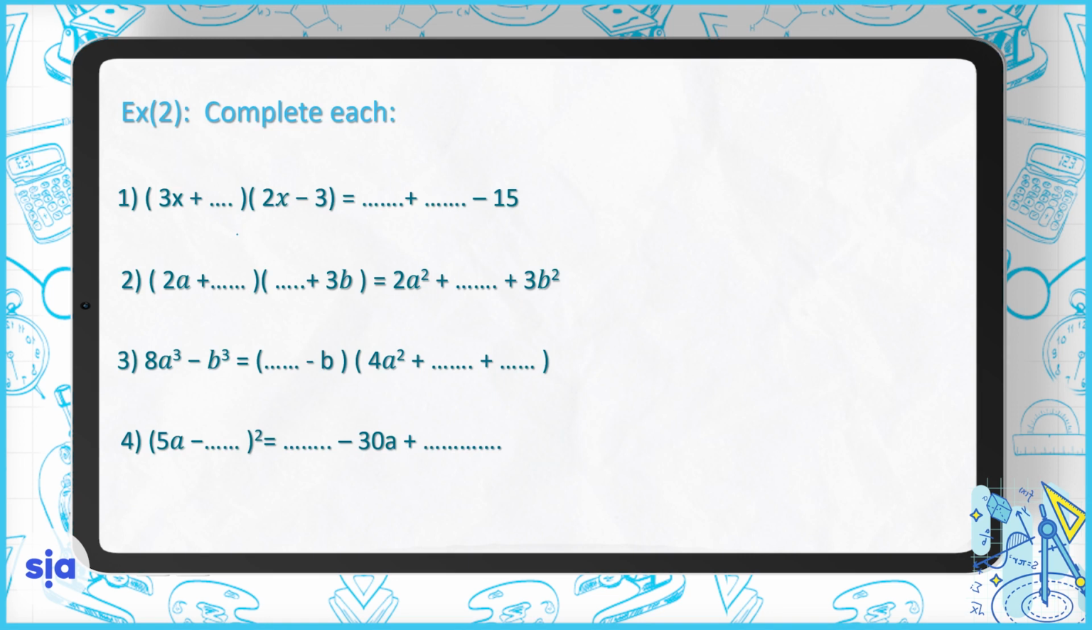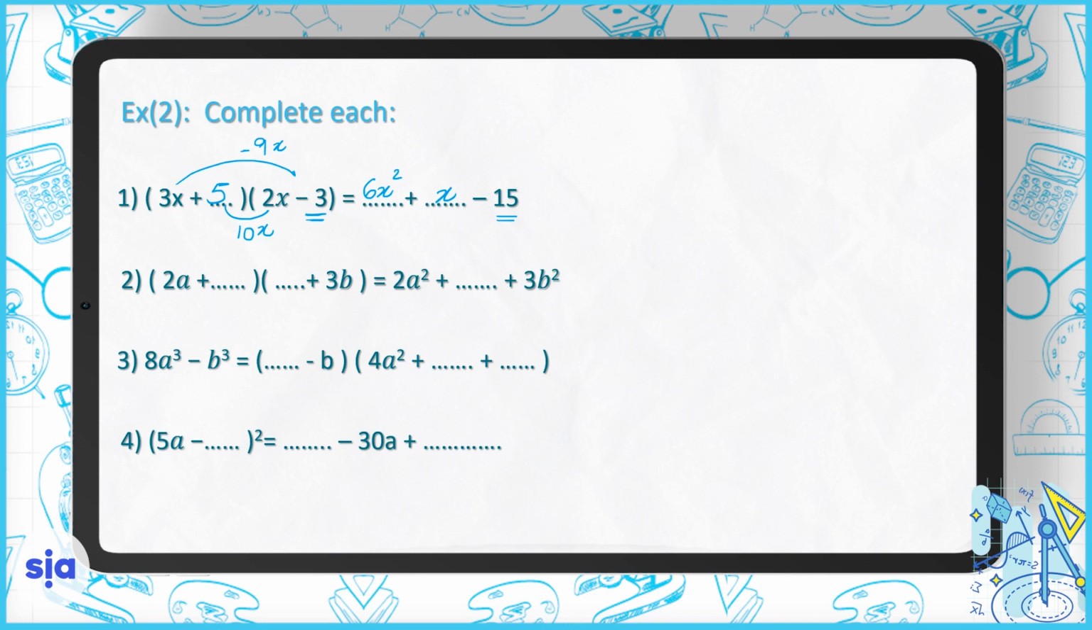For question 1, how can I get this term? It's negative 3 multiplied by what equals negative 15? Yes, excellent, it's 5. And then we do the normal distribution. So 3x times 2x, this is 6x squared. Then 5 times 2x is 10x. And 3x times negative 3 is negative 9x. So it is 1x, which is x.